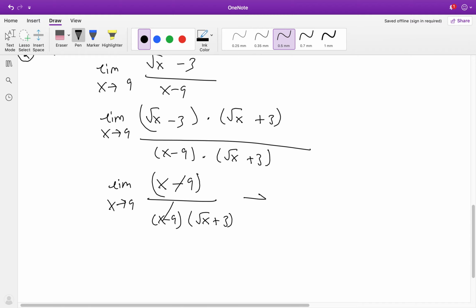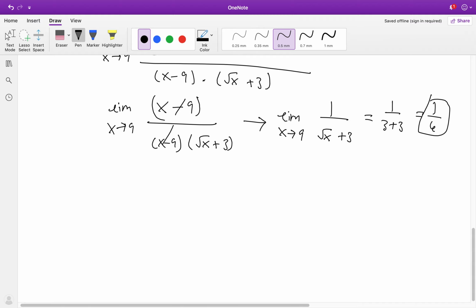And so now we can just simplify this to being the limit as x approaches 9 of 1 divided by the square root of x plus 3. If we go ahead and plug in 9, we'll get 1 divided by 3 plus 3, or 1/6. So that's our final answer for that problem, an instance where we had a radical expression.